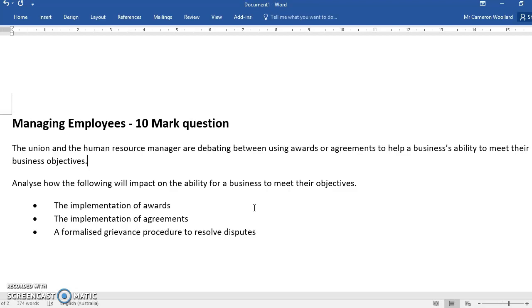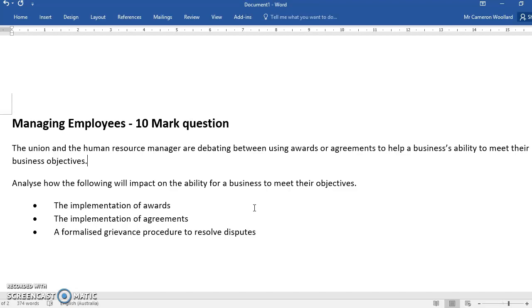So this is the 10-mark question. It's a part of your checklist. As you can see, the union and the human resource manager are debating between using awards or agreements to help businesses' ability to meet their business objectives. Analyze how the following will impact on the ability for a business to meet their objectives. So we're looking at awards, agreements, and also a formalized grievance procedure to resolve disputes.